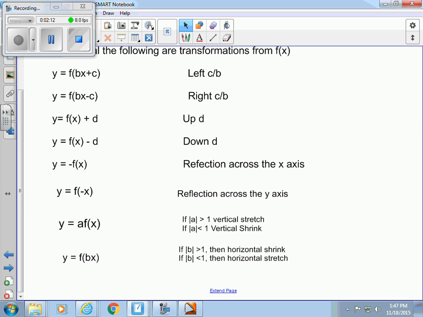We're going to only consider the positive and negative. The negative was a flip. Only the absolute value. So if your a value is greater than 1 in absolute value, then you have a vertical stretch. Now, on the absolute value problems, we actually called that narrower.